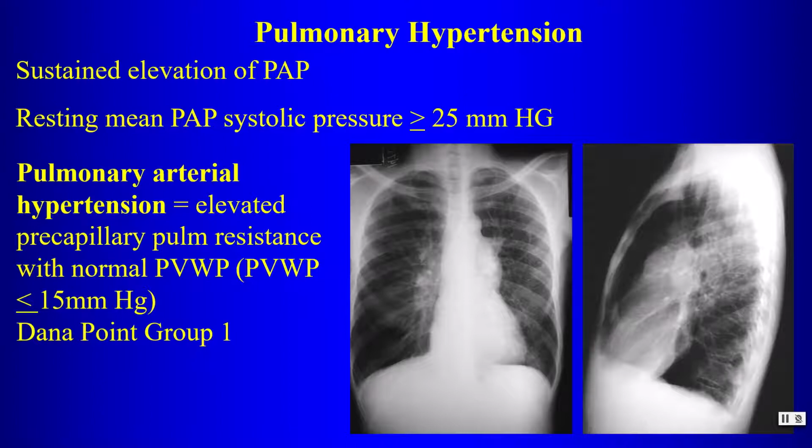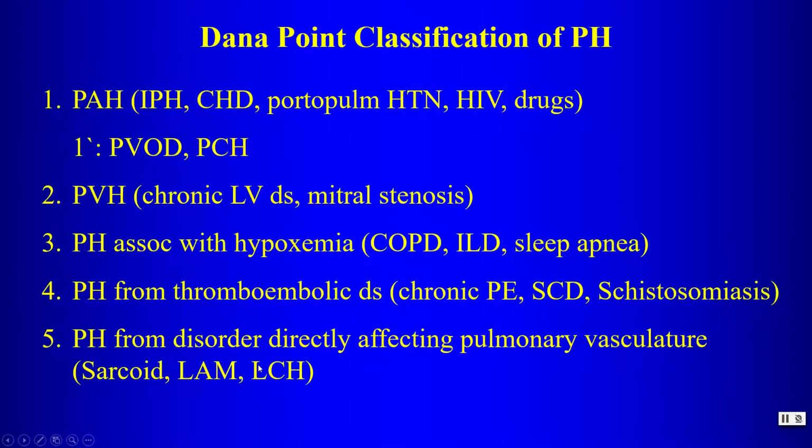So this is referring to the Dana Point Group 1 classification of pulmonary hypertension. The meaning of the term pulmonary arterial hypertension is slightly different than the meaning of the term pulmonary hypertension. So that's just a fine point. Usually, though, those terms are used interchangeably. So the Dana Point classification of pulmonary hypertension is what is used by the medical types to categorize pulmonary hypertension.